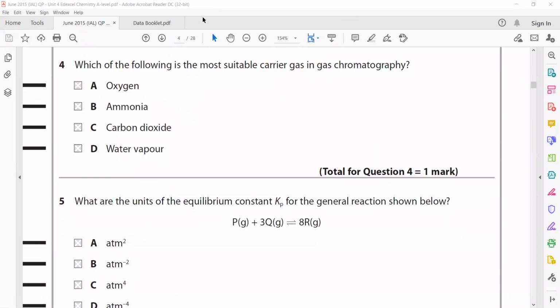Which of the following is the most suitable carrier gas? The carrier gas should not react, it should be inert, unreactive. So oxygen cannot be used, it can react, ammonia can react. Carbon dioxide is inert in nature, does not react often. Water vapor also can dissolve the substance, so the most suitable is carbon dioxide.